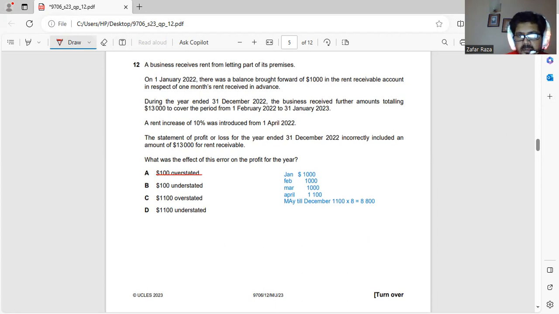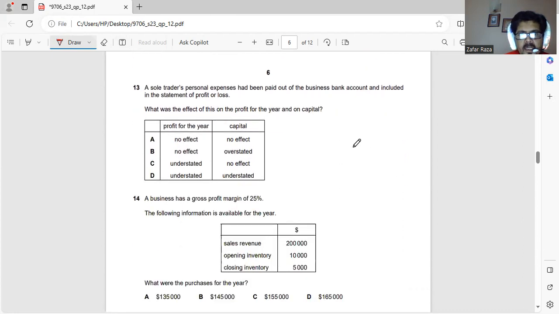Now move. A sole trader's personal expense had been paid out of the business bank account and included in the statement of profit or loss. What was the effect of this on the profit for the year and on capital? Number 13. If we are paying any expense, there are two items going to be affected. One is expense and the other is cash, not capital. So C option is going to be the answer. So that expense is going to reduce the profit, not the capital.